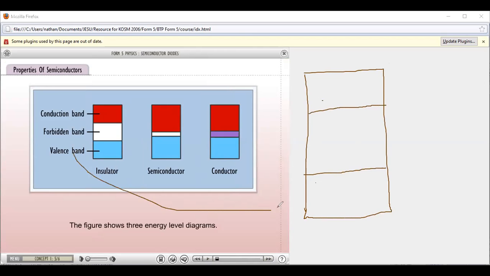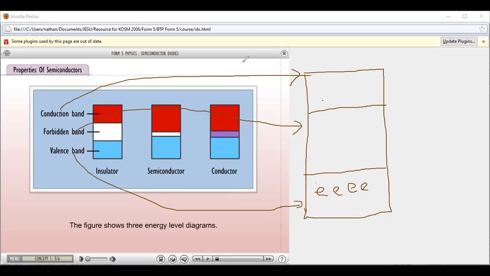Okay, so this is your valence band. This is your conduction band. And then this is your forbidden band. Okay, so let's say you have an electron here. Now, what happens when you use a trivalent atom? This trivalent atom, the energy level is slightly higher here, when you dope using a trivalent atom.